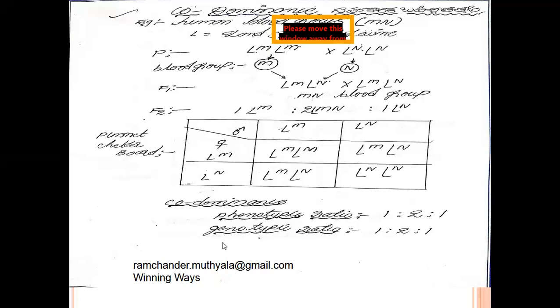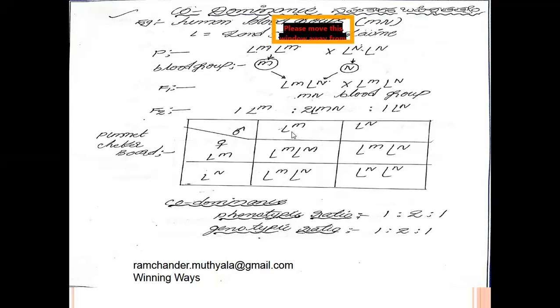In the F2 generation of codominance, the phenotypic ratio is 1:2:1 and the genotypic ratio is also 1:2:1. 1 belongs to M blood group, 2 belong to MN blood group, 1 belongs to N blood group. So the phenotypic ratio is 1:2:1 and the genotypic ratio is also 1:2:1. It is observed in the Punnett checkerboard.